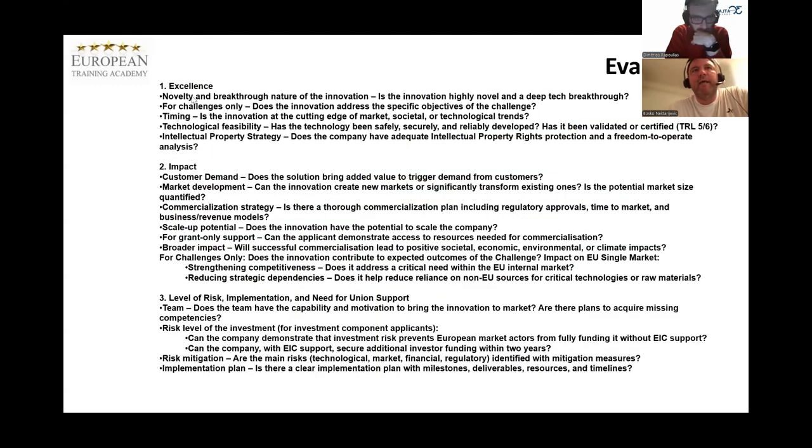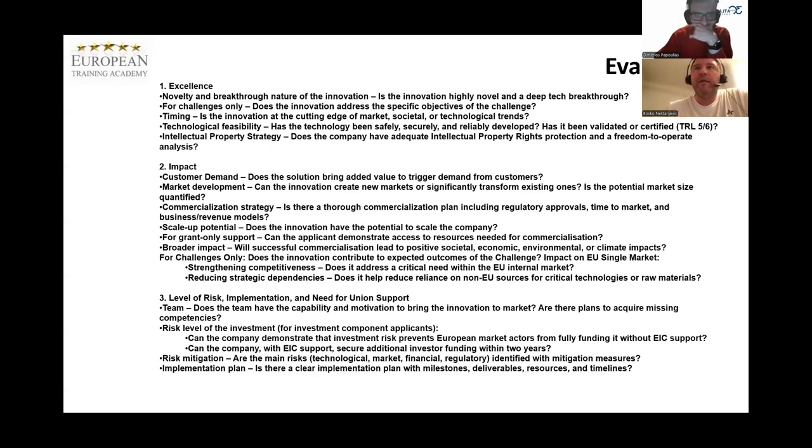Now within the excellence, novelty and breakthrough nature of innovation, we had that. Now for challenges only, and those are top-down questions: does the innovation address the specific objective of the challenge? The question is very tricky because, like I showed you, every word has meaning, and often those meanings are not immediately intuitive. Sometimes it's counterintuitive what it means. So you have to dig through the work program and what exactly the challenge describes to see whether you fully fit in the scope of it.